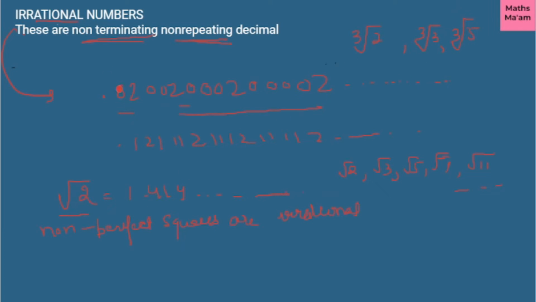And pi is also an irrational number, because the value of pi is not up to 3.417. It is non-terminating, non-repeating, and 22 by 7 is not the exact value of pi. Okay, so these are all non-terminating, non-repeating decimals.